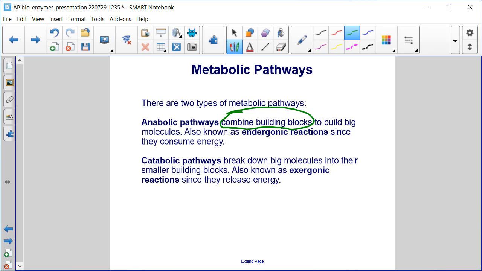Catabolic pathways break down big molecules into their smaller building blocks. So the reverse of an anabolic pathway. So catabolic pathways take big molecules, break them up into smaller building blocks. These are exergonic reactions because in the breaking or the cleaving of those big molecules into smaller ones, energy is released.